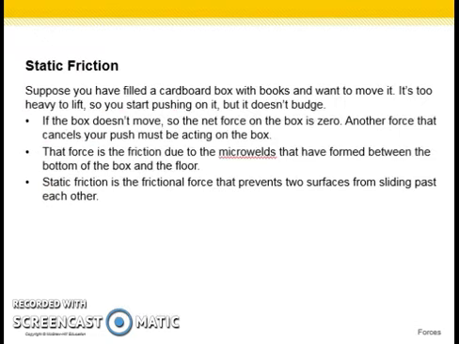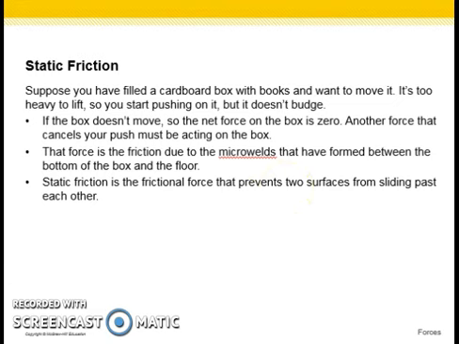And you know life wouldn't be the same without different kinds of friction. So the first kind is going to be called static. And I want you to start out by writing this down. It's a frictional force that prevents two surfaces from sliding past each other.